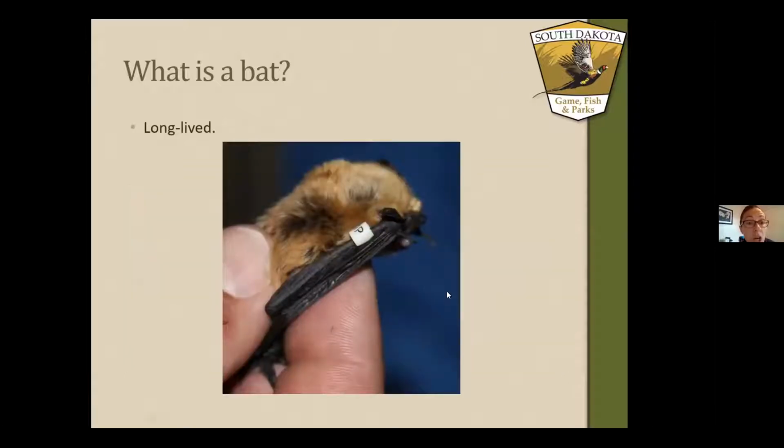Bats are long-lived. This is something that's unique for a mammal that's this size. So adult bats usually have a high survival rate, and at least for the bats in South Dakota, they can live 10, 20, 30 plus years. And that's really something special for an animal that's this small.